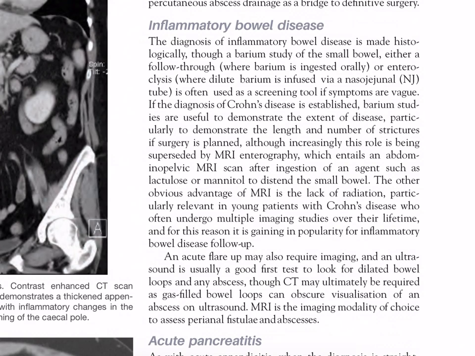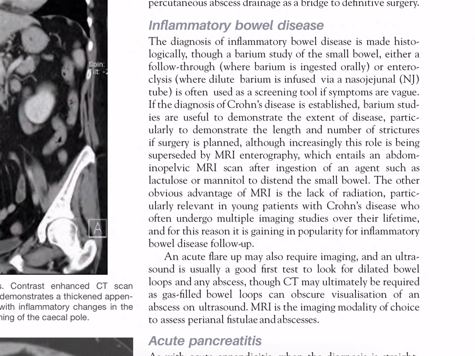If the diagnosis of Crohn's disease is established, barium studies are useful to demonstrate the extent of disease, particularly to demonstrate the length and number of strictures if surgery is planned, although increasingly this role is being superseded by MRI enterography, which entails an abdominopelvic MRI scan after ingestion of an agent such as lactulose or mannitol to distend the small bowel. The other obvious advantage of MRI is the lack of radiation, particularly relevant in young patients with Crohn's disease who often undergo multiple imaging studies over their lifetime, and for this reason it is gaining in popularity for inflammatory bowel disease follow-up.